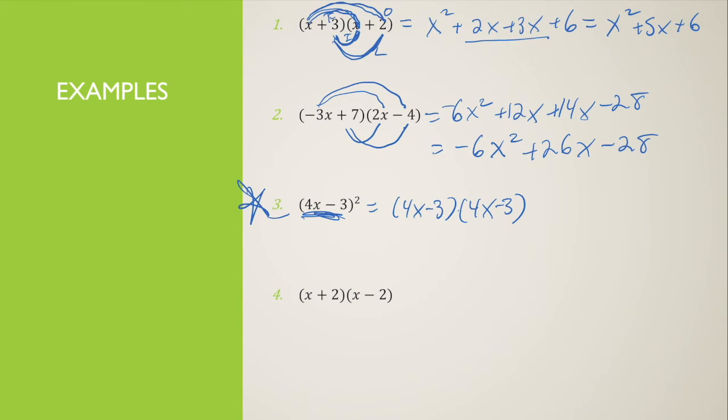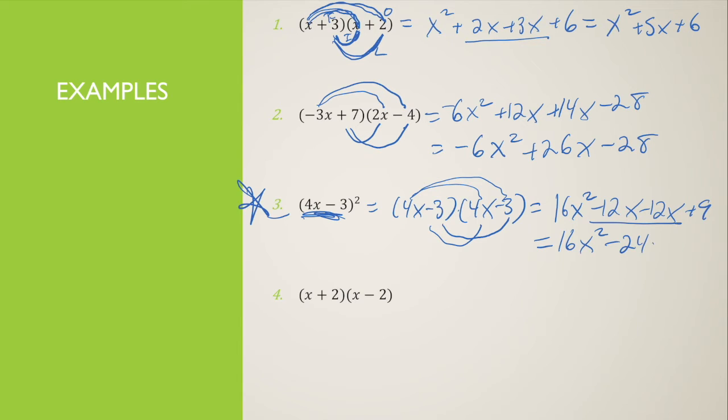So now we FOIL. 4x times 4x is 16x squared. 4x times a negative 3 is a negative 12x. Negative 3 times 4x is a negative 12x. And negative 3 times negative 3 is a positive 9, because two negatives make a positive. I've got 16x squared minus 24x plus 9 as our final answer.